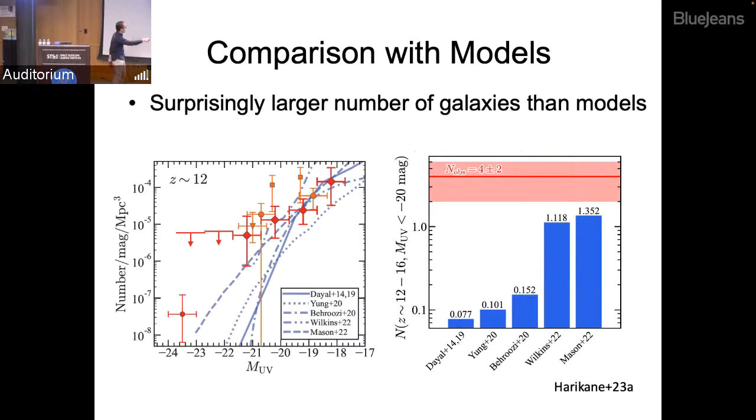Maybe the right panel is easier to understand. In this right panel, we show the number of galaxies at redshift beyond 12 and brighter than minus 20 magnitude. In our earlier dataset, there are a total of 4 such very bright, very high-redshift galaxies. The blue histogram shows the number from the theoretical predictions. All of the theoretical models underpredict the number of such bright, high-redshift galaxies. So JWST is now finding many galaxies whose number density is surprisingly higher than model predictions.